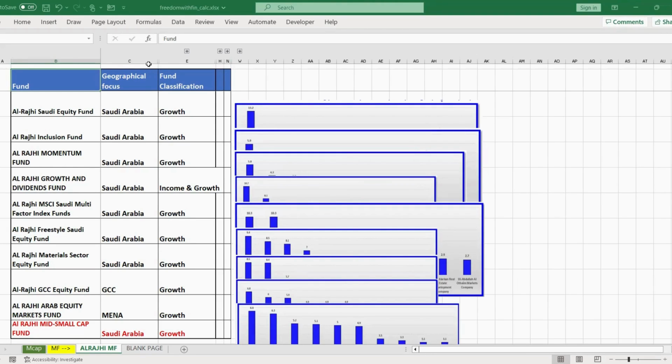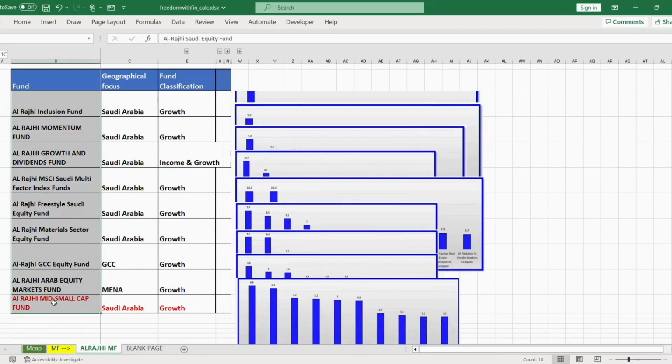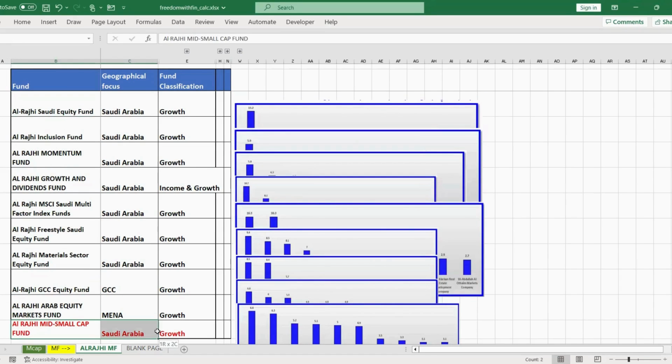Let's get started. All right, so coming back to the Excel template, which I have customized to whatever I just showed you on the website, and added a bunch of additional columns. This is how I keep track of some of the indicators that I was discussing earlier. These are the 10 equity mutual funds hosted by AlRajhi Capital. I have marked the last one as red because there's not much data available about this.